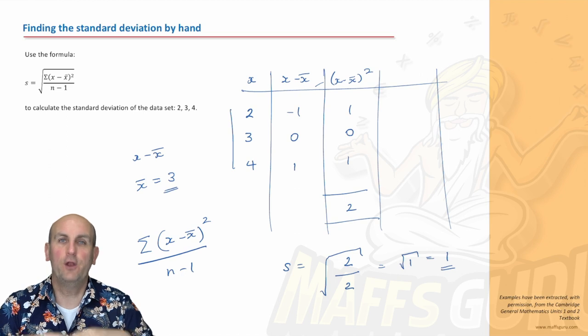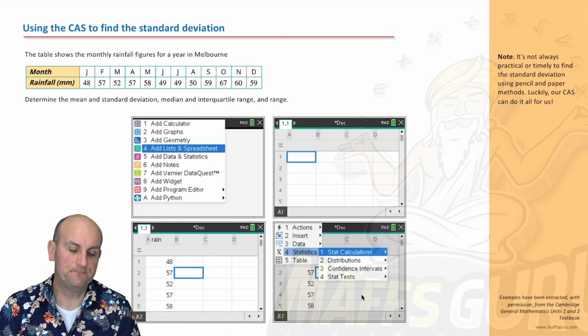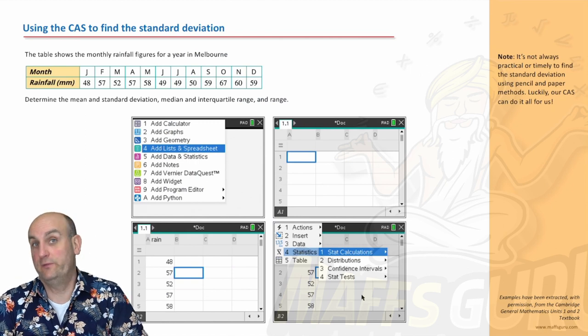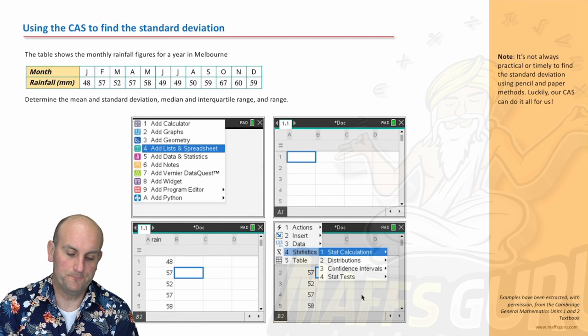That means that on average, my data is distributed either side of the mean by 1 unit. And that sort of makes sense if you think about it, yeah? Now the good news is your calculator does all this for you. So if you're using the TI Inspire, this is for you.